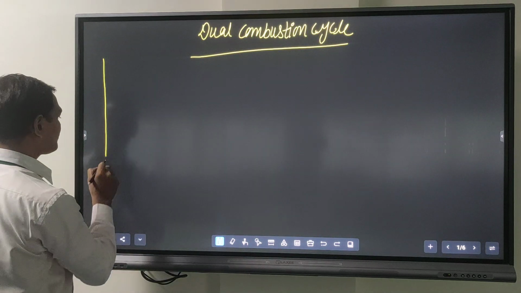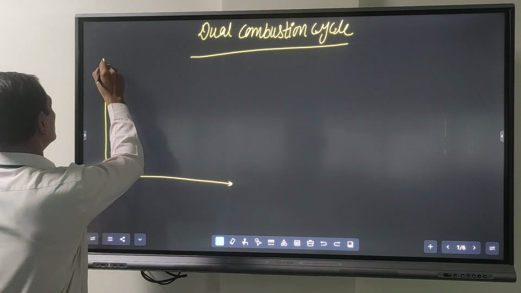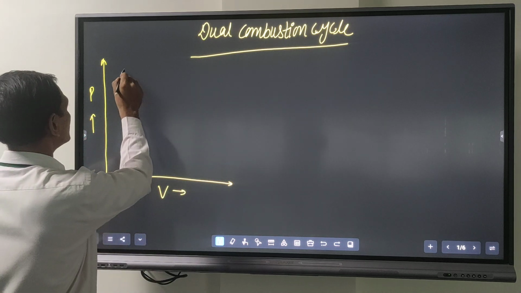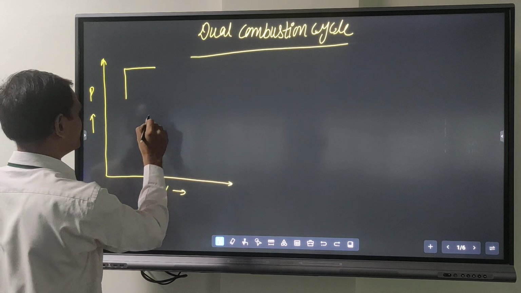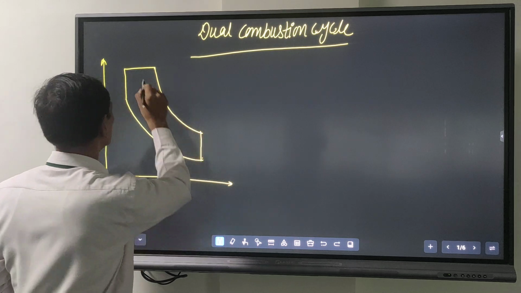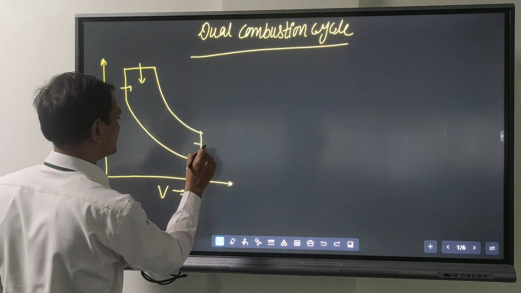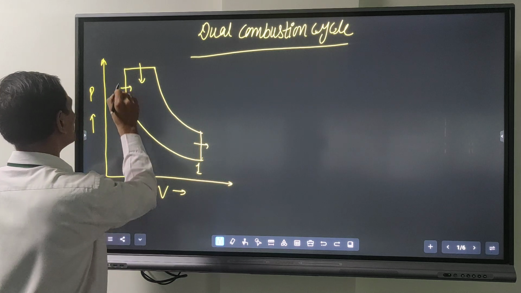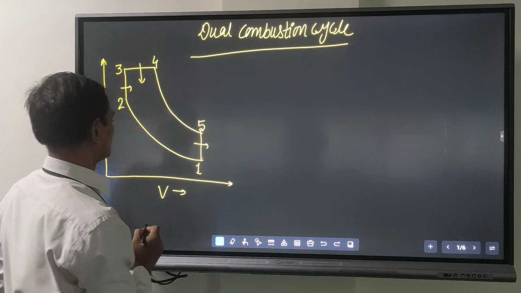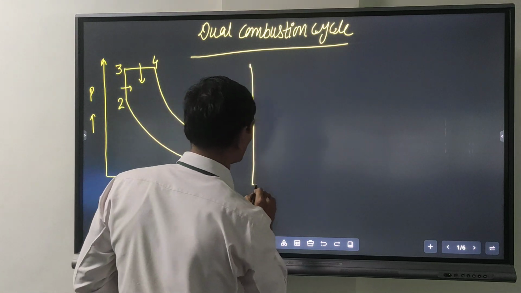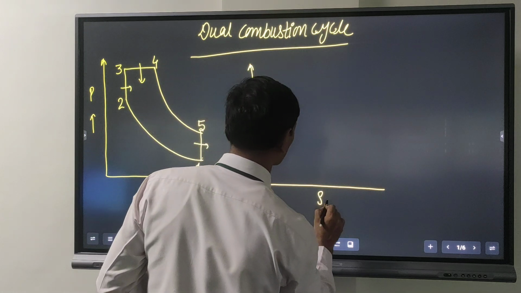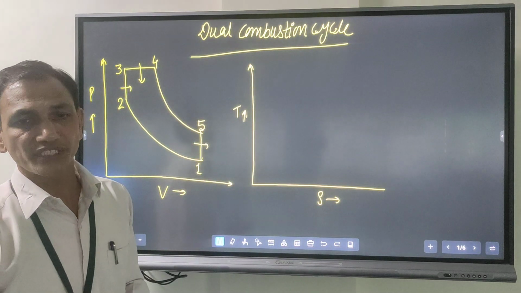Now here, this is pressure and this is the volume, and here points one, two, three, four, and five. And here we draw the graph between the temperature and entropy.